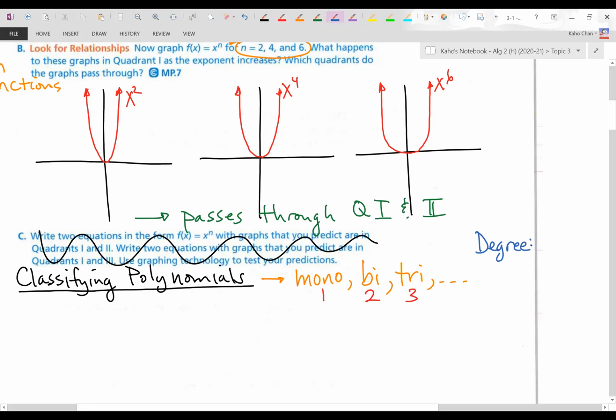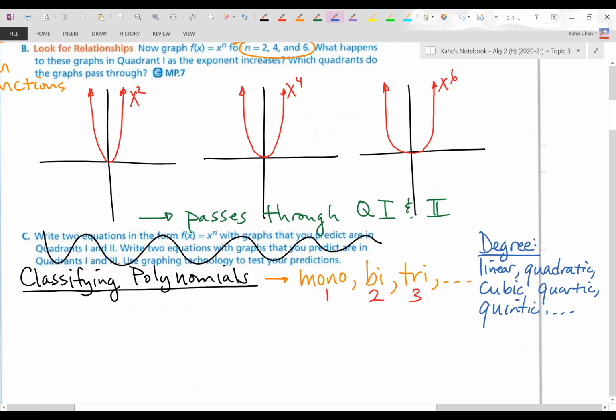The degree is the actual power. If you have a 1 power, it's called linear. Power of 2 is called quadratic. Power of 3 is cubic. Power of 4 is called quartic. And power of 5 is called quintic. That's all I kind of know, and that's all you'll need for this course.